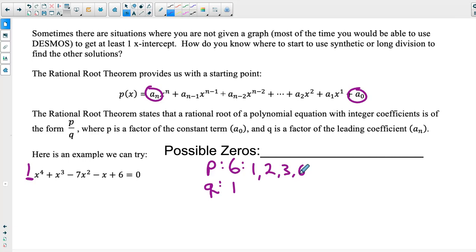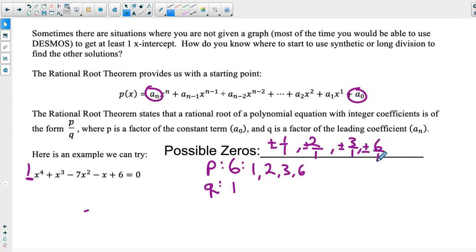So here we go. Possible solutions here would be plus or minus. And I just go P divided by the factors of Q. So I only have one factor for Q, so it's nice and easy. I just divide all these numbers by 1. So I write it as 1 divided by 1, plus or minus 2 divided by 1, plus or minus 3 divided by 1, and plus or minus 6 divided by 1.